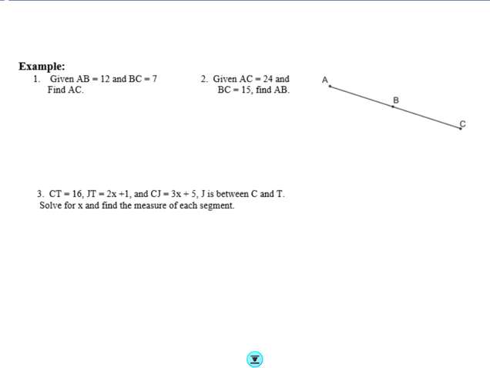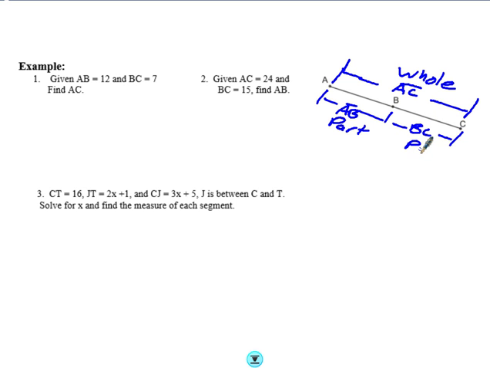So let's take a look at our examples. What I'm going to recommend that we start with is looking at the diagram we're going to use for these next 2 problems. Segment AC is my whole segment. AB is a part, and BC is also a part. So now I know what part, part, and whole are. Now I can work with part plus part equals whole, or in some cases we can say whole minus part equals remaining part.